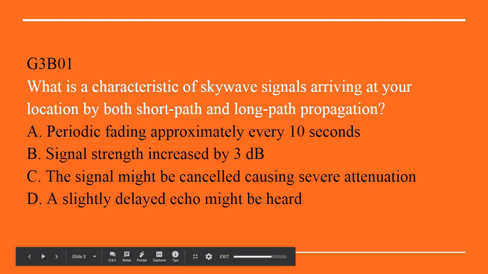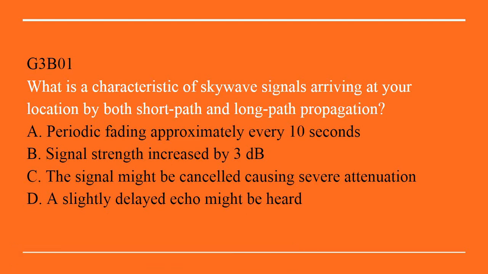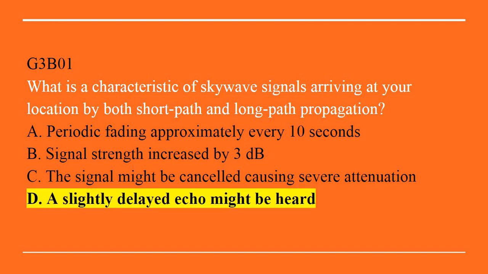What is a characteristic of skywave signals arriving at your station location by both short path and long path propagation? A. Periodic fading approximately every 10 seconds. B. Signal strength increased by 3 dB. C. The signal strength might be cancelled, causing severe attenuation. Or D. A slightly delayed echo might be heard. Correct answer here is D. A slightly delayed echo might be heard.